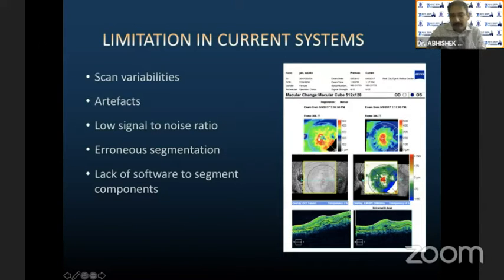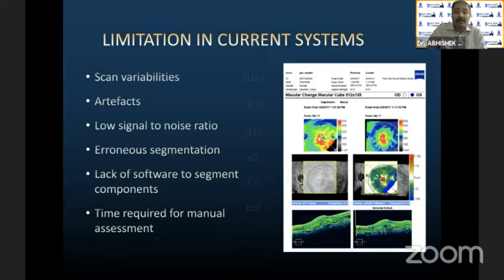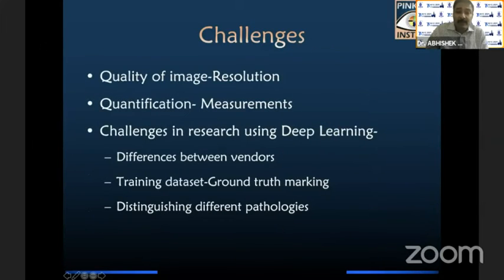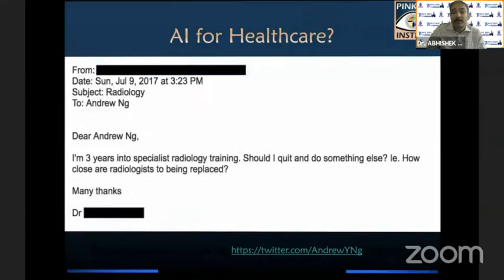I'll be sharing an example of that later in my presentation. Also, if you want to do a manual segmentation, the time required is massive. So these are the challenges. One is the resolution of the images. The other is the very limited quantification that we currently have. The challenges in research in this field are basically the differences between vendors, the very limited availability of training data sets, and distinguishing between different pathologies.